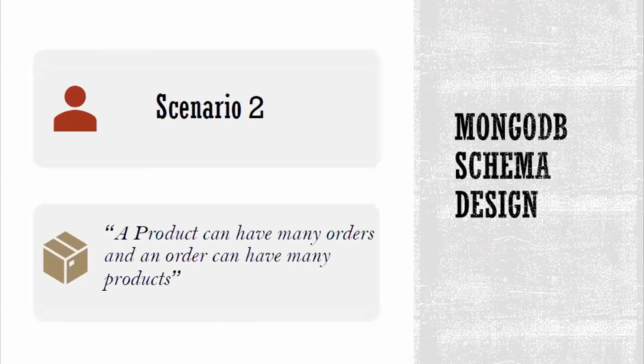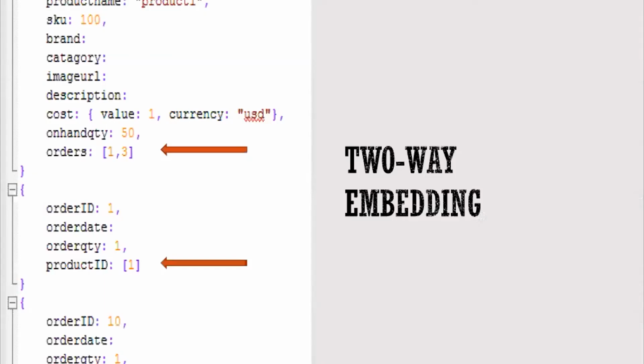Now let us look at a more common scenario, where a product can have many orders and an order can have many products. This is usually what happens. There's no limit, right? A customer can place as many orders and put as many products in the cart as he likes, as long as he can pay. In the relational world, this scenario is called a many-to-many relationship. In MongoDB, you can handle this with two-way embedding.